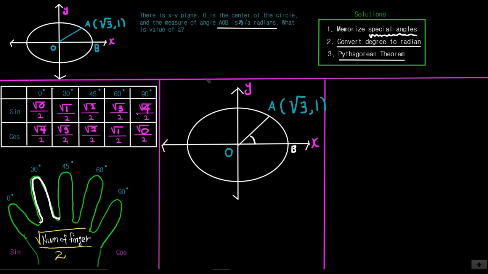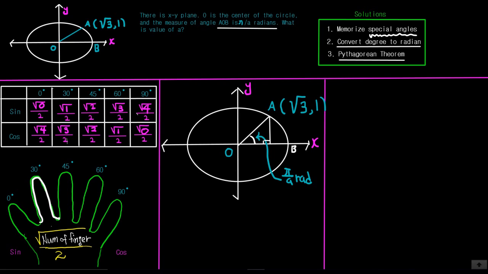So we can bring our whole information down, and we know that the measure of angle AOB is pi over a radians. So that means the angle AOB is pi over a radians. And we can make an exact right triangle by making a straight line from point A, and we get a right angle, which means it's going to become a right triangle.